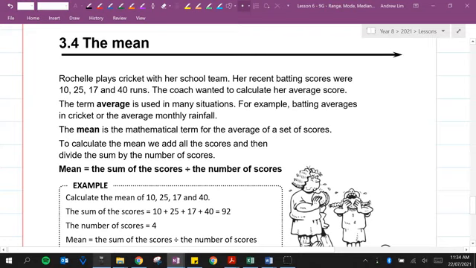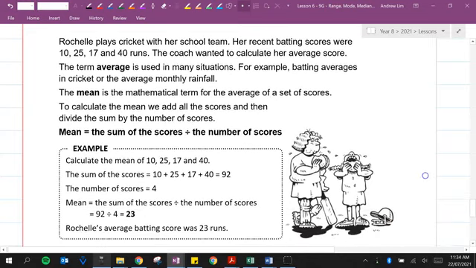The mean is the mathematical term for the average of a set of scores. To calculate the mean, we add all the scores together and then divide the sum by the number of scores. So this is the formula that we need to work out the mean. The mean is just the average.